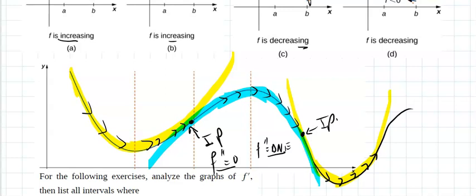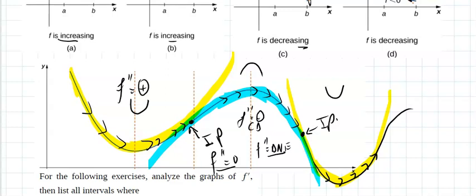Now, if the second derivative is positive, we call the graph concaving up. The graph looks like this, like the yellow shape. And if the second derivative is negative, we say the graph is concaving down, like the blue. And we notice here it's concaving up. An inflection point only happens when you switch from concaving up to concaving down, or vice versa. Concaving down, then you concave up.